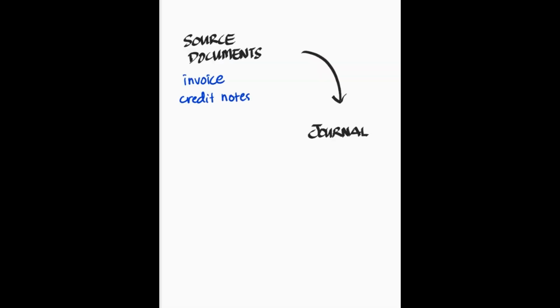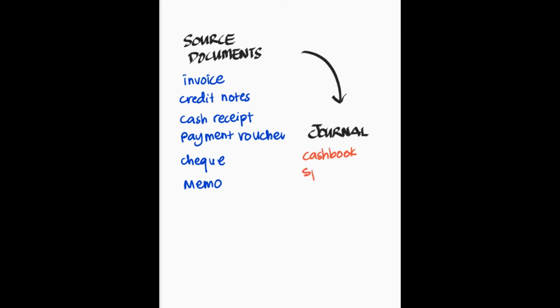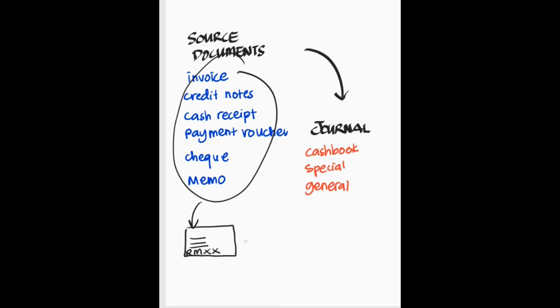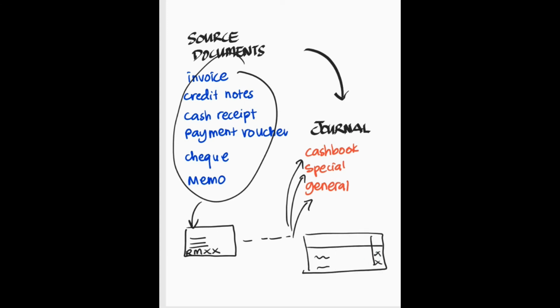Source documents consist of invoice, credit notes, cash receipts, payment voucher, check, and memo. There are 3 types of journal: cash book, special journal, and general journal. Special journals consist of purchases journal, sales journal, sales return journal, and purchases return journal. So for example, this is one of the source documents. You need to identify the transaction and analyze it, whether you'll put it in the cash book, special journal, or the general journal.